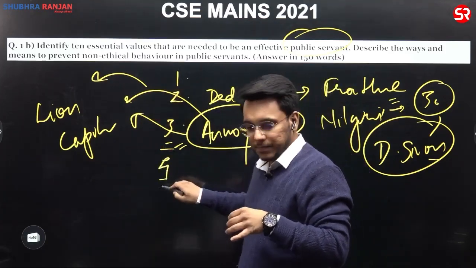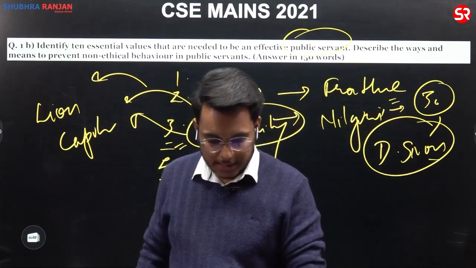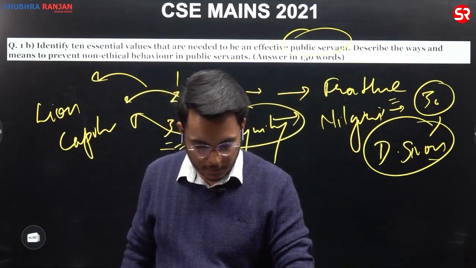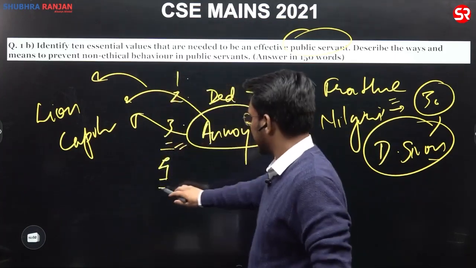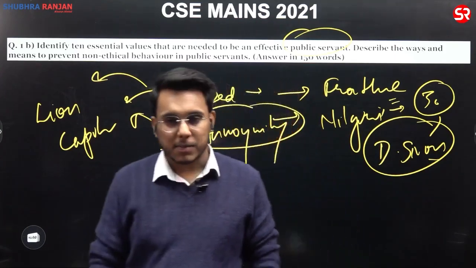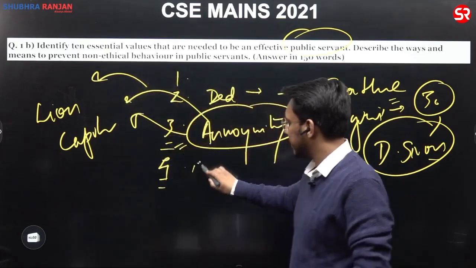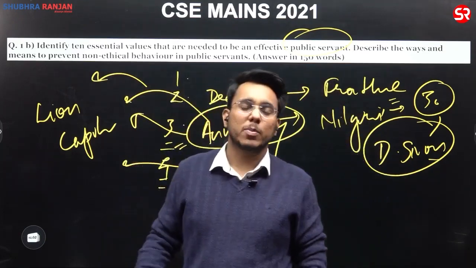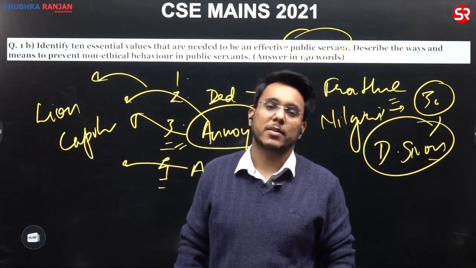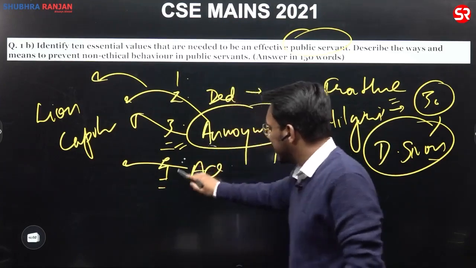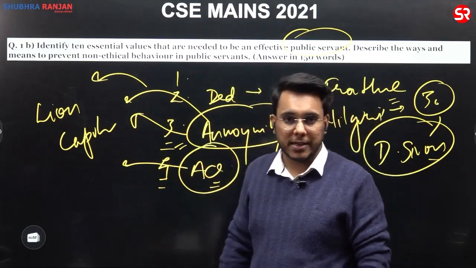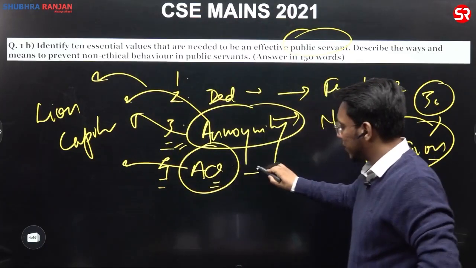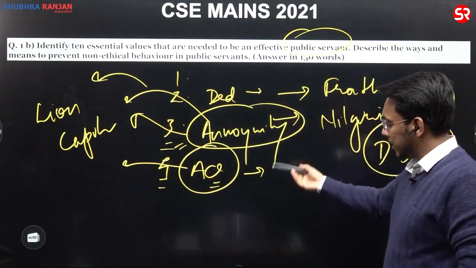Fourthly, the value that is needed. Here comes the value of accountability. Accountability means answerability with respect to your actions. Now, accountability needs to be there in civil servants so that public faith is restored. An example of accountability can be taken from U. Sagayam.